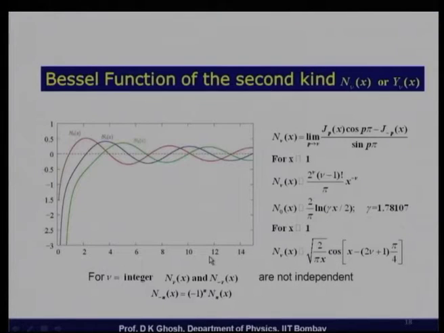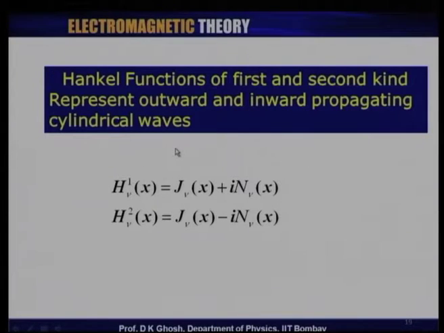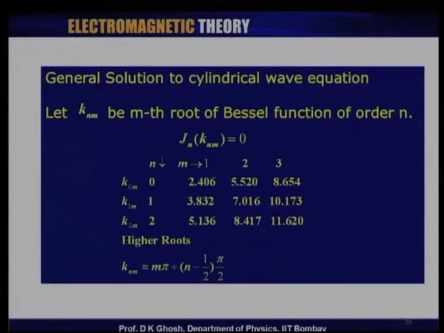Now, the second solution of the Bessel equation is what is known as N nu. It is given the name Neumann function, also called the Bessel function of the second kind. These functions are divergent at the origin, but at long distances they are again sinusoidal functions. One sometimes expresses these solutions as linear combinations of Bessel functions of the first kind and second kind, that is Bessel function and Neumann function, and these are then called the Hankel functions of the first kind and second kind.